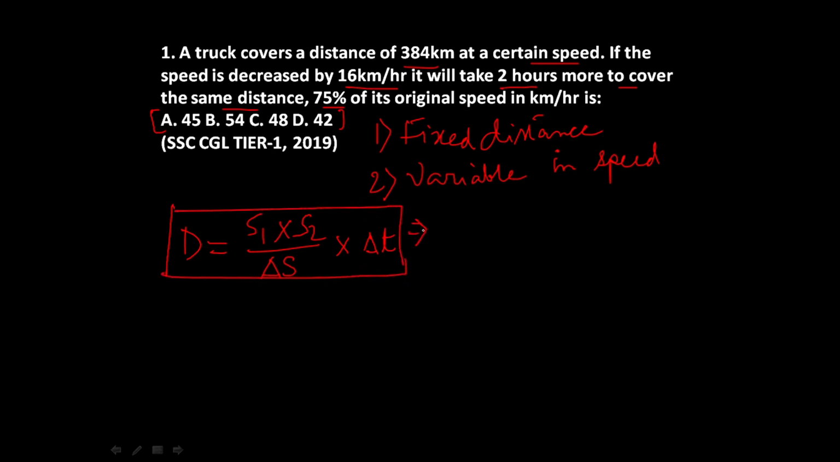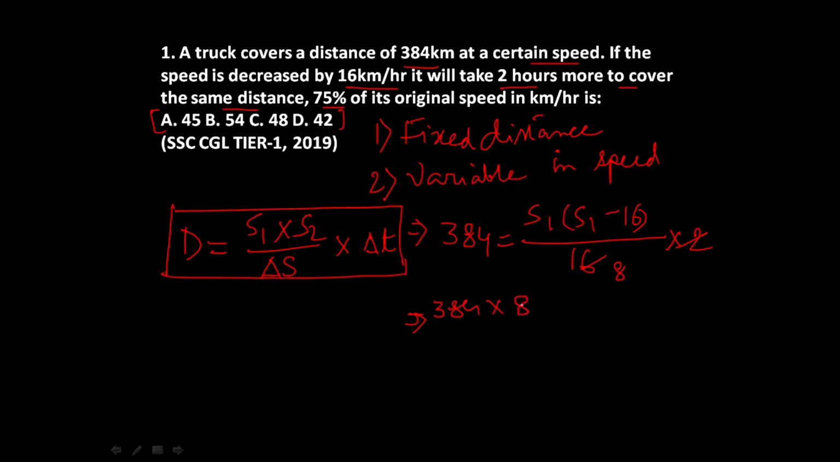So look at this. How can I solve it? This distance is fixed, it's 384, right? It is equal to s1 into s2. We can assume s2 as s1 minus 16. Clear? And the difference of speed is 16, and the difference of time is 2 hours, right? So this will be omitted like this. The next would be this, right? Clear? So this is a quadratic equation, but we can solve it in another way.